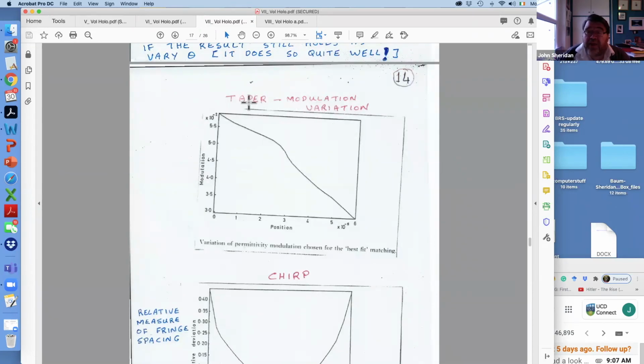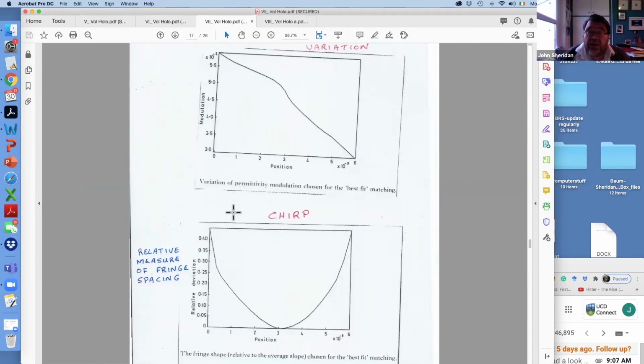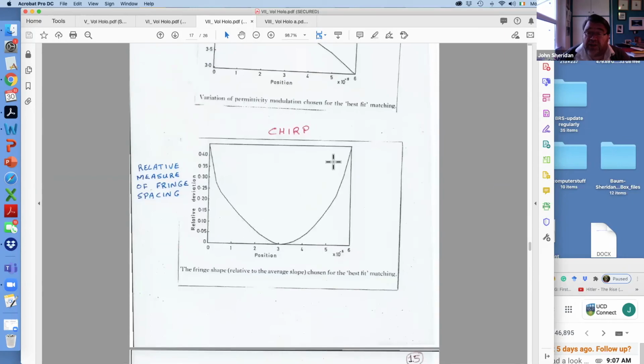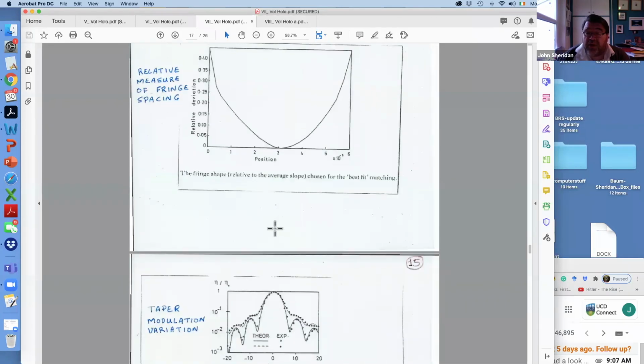So using the method and fitting the results and looking at your position in Z, you're assuming that there's this variation in the modulation strength with depth. So inside the grating, you start off over here with this modulation, and as you go further and further, it decreases from about 5 or 6 down to about 3, on the order of 10 to the minus 2. And the chirp, you've got a variation that looks like this. So you've got this measurement of the relative deviation, so the periods are going to be varying like this. You're going to have some variation in the fringe spacing, which looks like this as a polynomial.